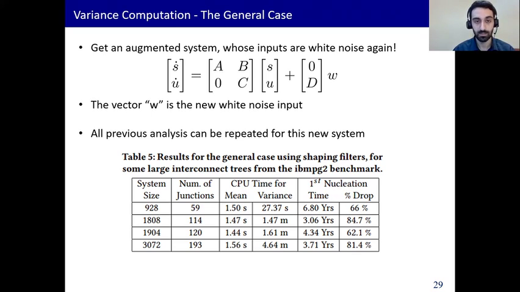The augmented states can be in the thousands or sometimes hundreds of thousands, which makes this approach more computationally expensive. On the last table here, we show how it behaves on small to medium-sized systems. On a 3K node system, for example, the CPU time for mean and variance computations is about 5 minutes, with a significant drop in time to first nucleation.